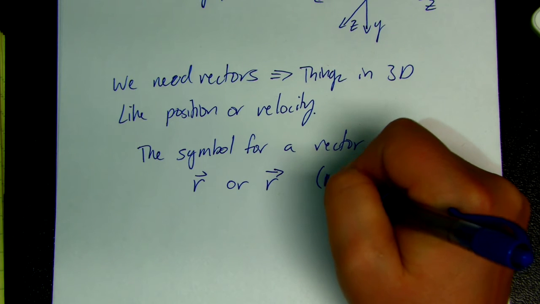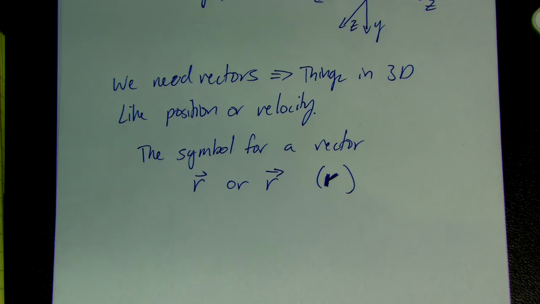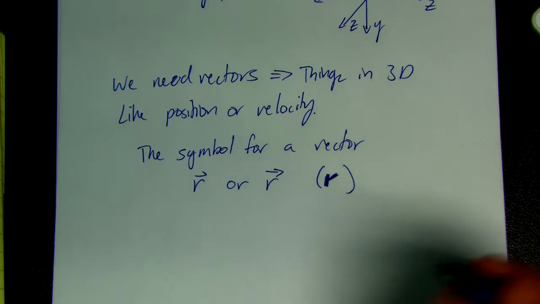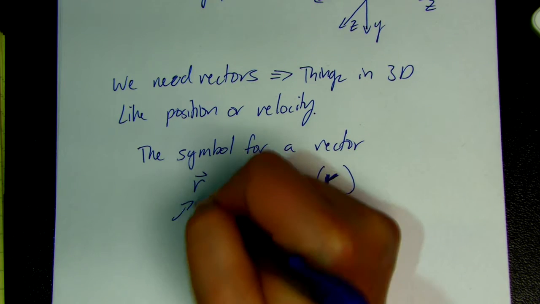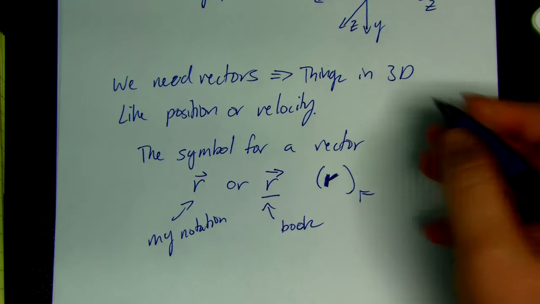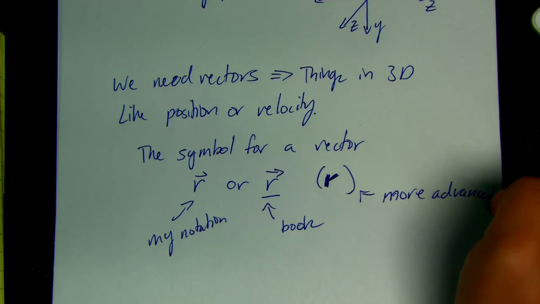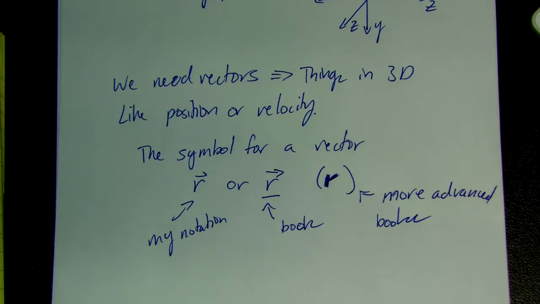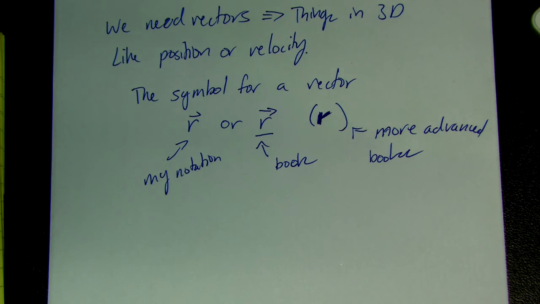And then in more advanced physics textbooks, you'll see that vectors are bolded like this. For example, I'm teaching modern physics this semester, and in the vector notation in that book, all the vectors are bolded. So in your book, you'll see this. This is my notation, and in more advanced books, you'll see the bolded version.